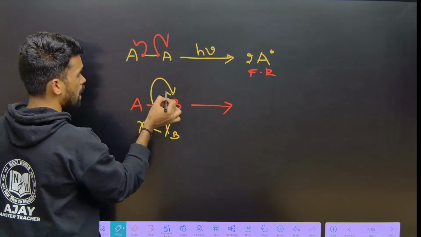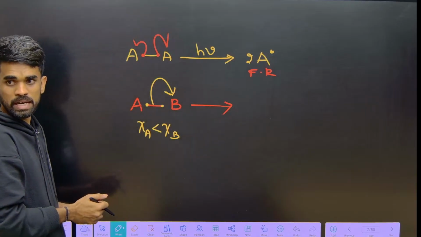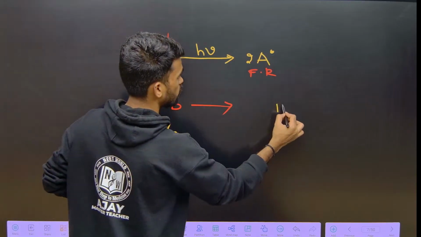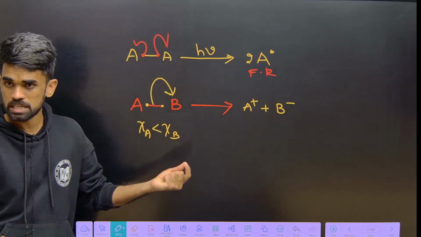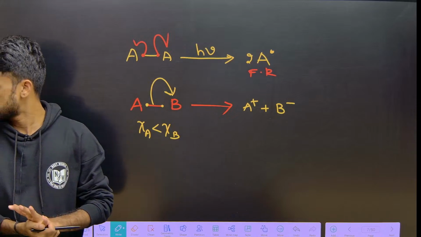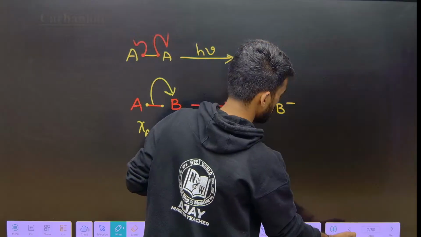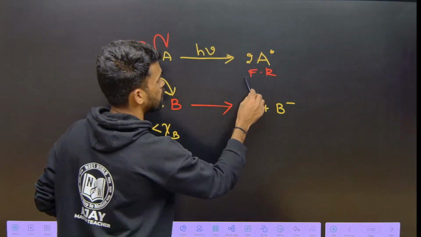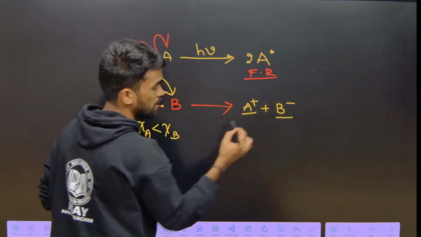What does the double head arrow indicate? Both electrons are moving towards one element, like the B element here. So it will be B minus and A plus. This arrow indication is also very, very important. Next, here we have a free radical, here we got a positive charge, and here we got a negative charge.